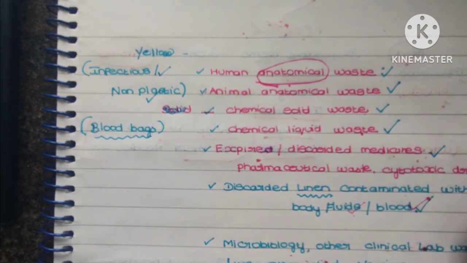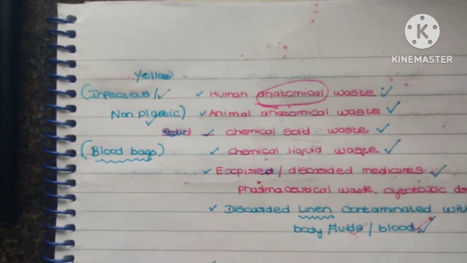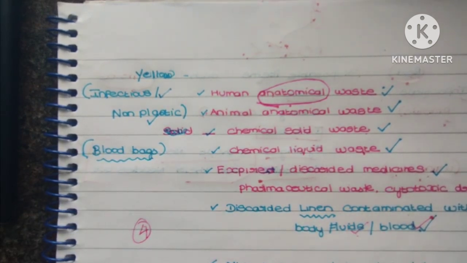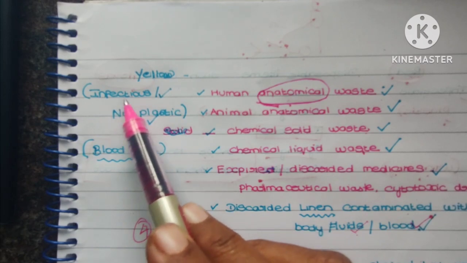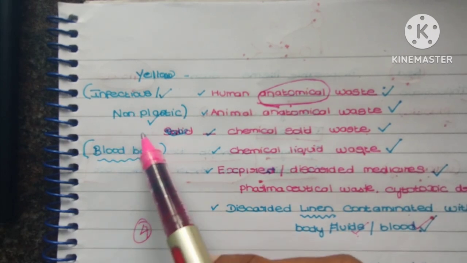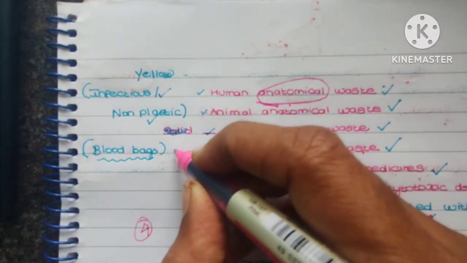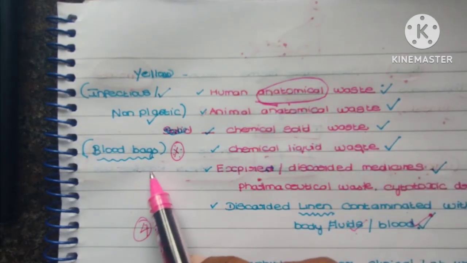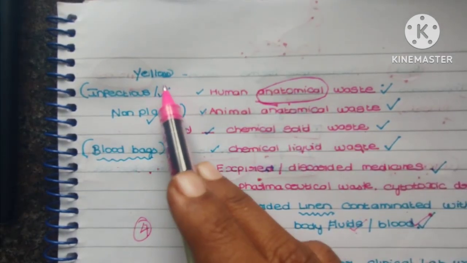So first, we will be dealing with four colors: yellow, red, blue, and white translucent container. First, yellow. Remember, yellow is for infectious and non-plastic waste. Here, they have been asking repeatedly about the blood bag. The blood bags are usually disposed of in the yellow color.